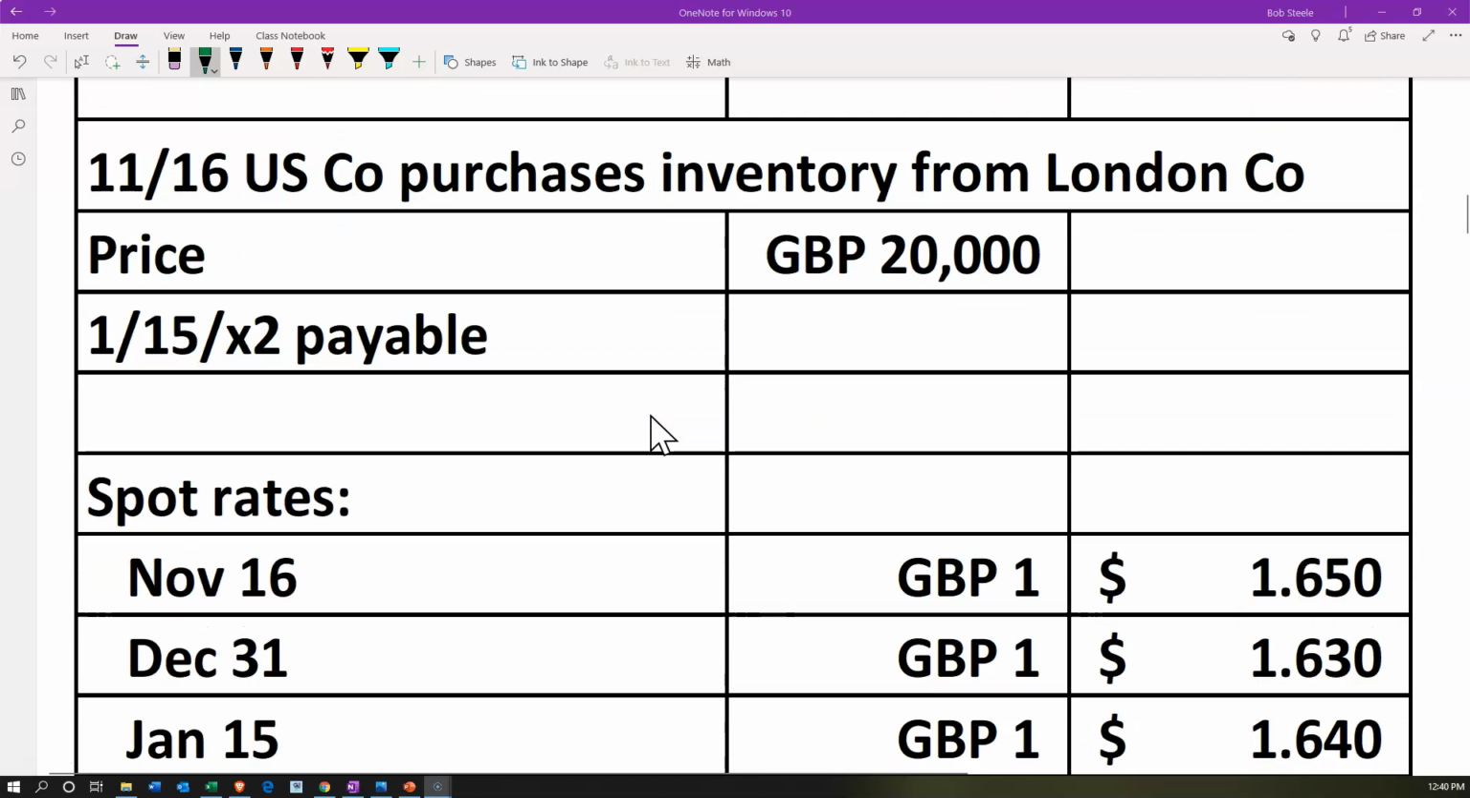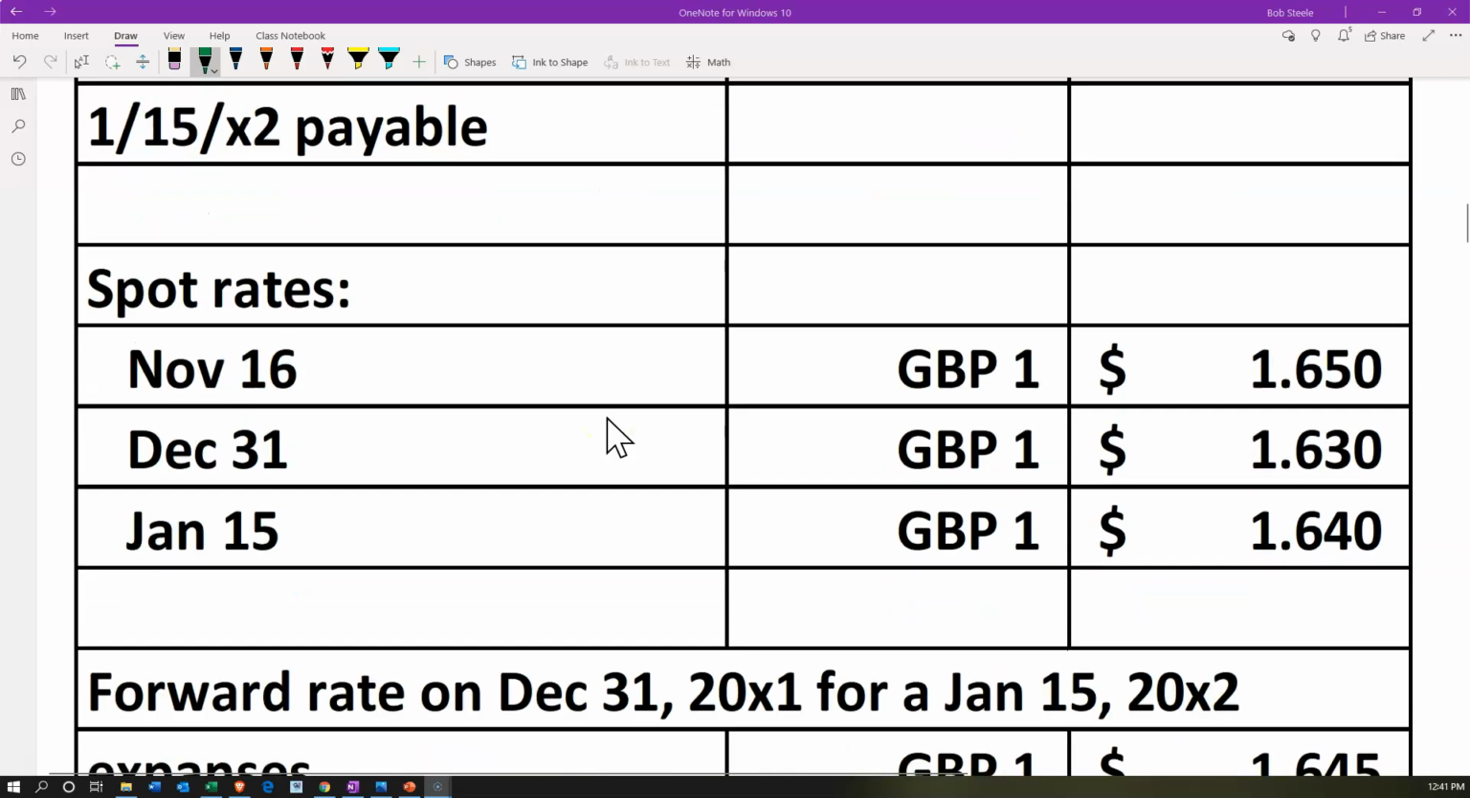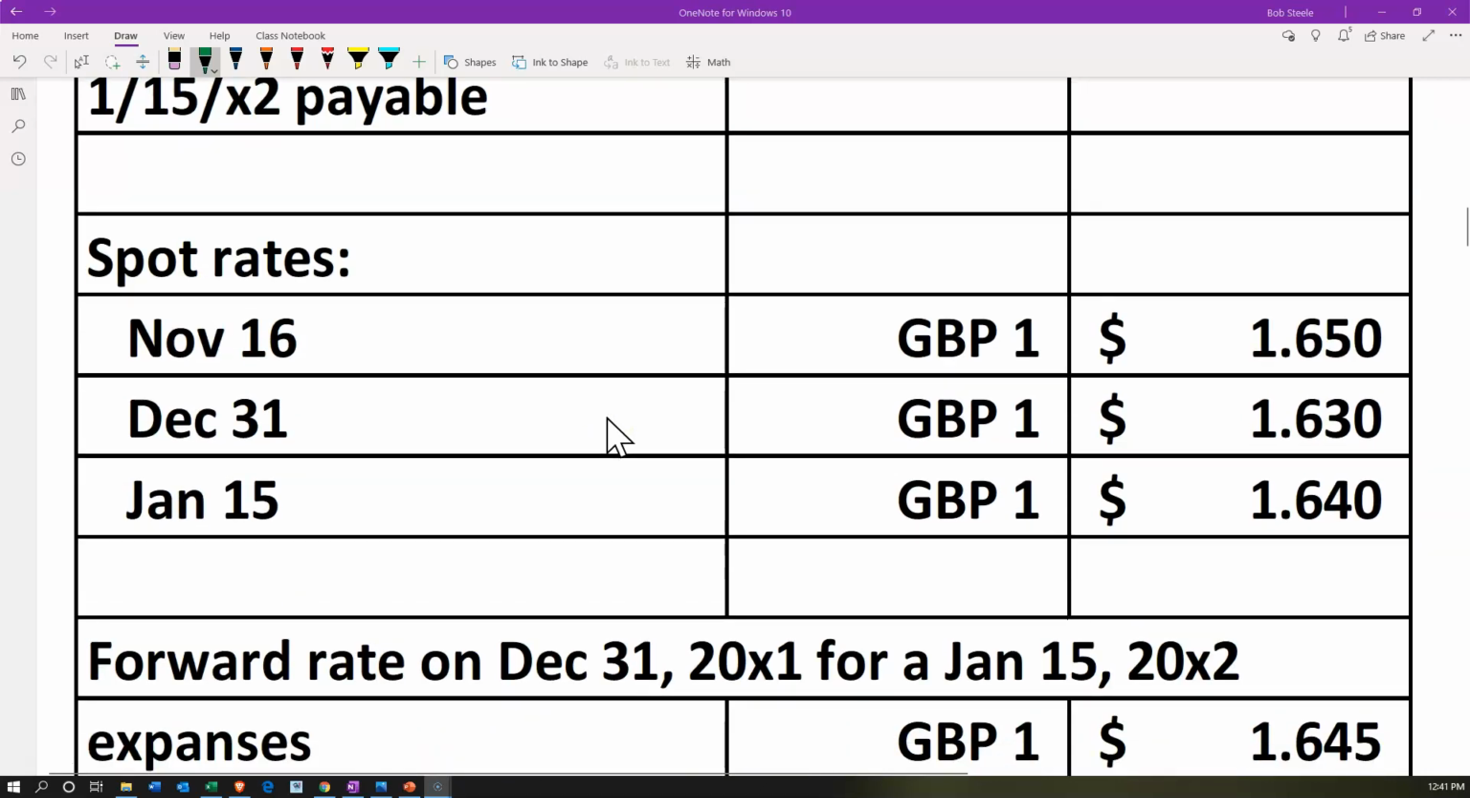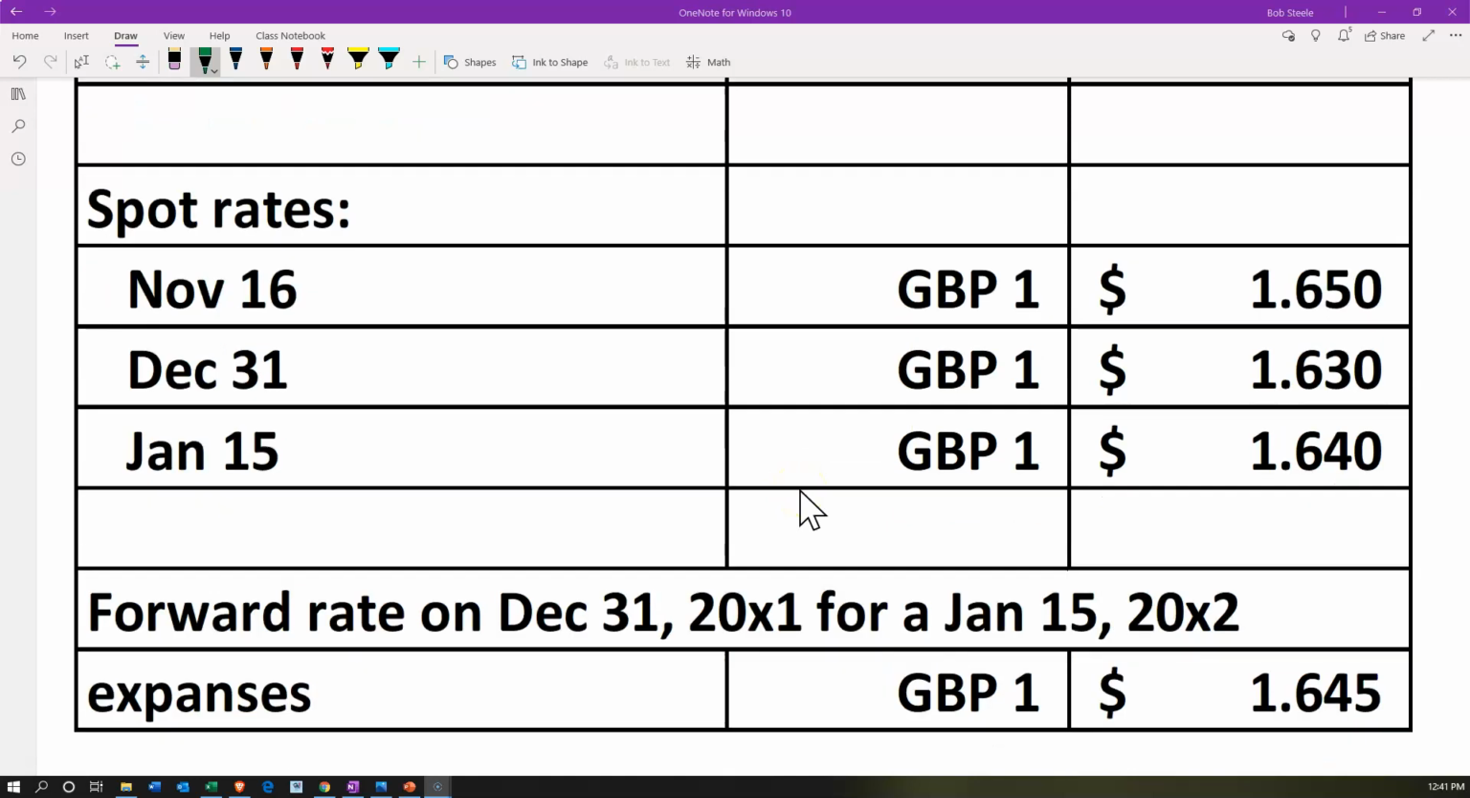So then we have on 11/16, U.S. company, us, purchases inventory from a London company. The price is going to be 20,000 pounds, Great British pounds. And then on 1/15 X2 is the payable. And then we have the spot rates for the relevant dates, November 16th, December 31st, January 15th. 1 pound is $1.65. Then on December 31st, 1 pound is $1.630. And then on January 15th, 1 pound is $1.64.